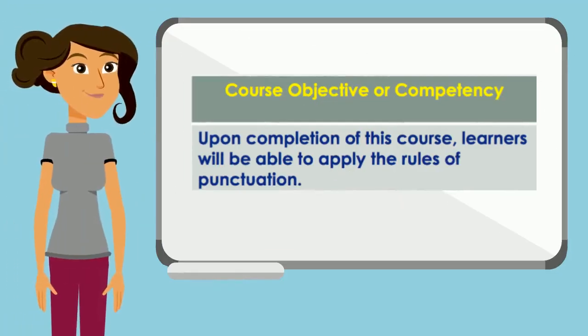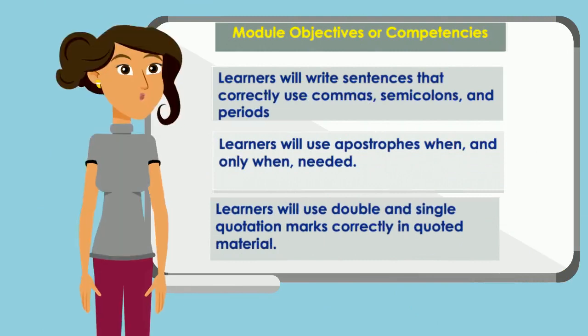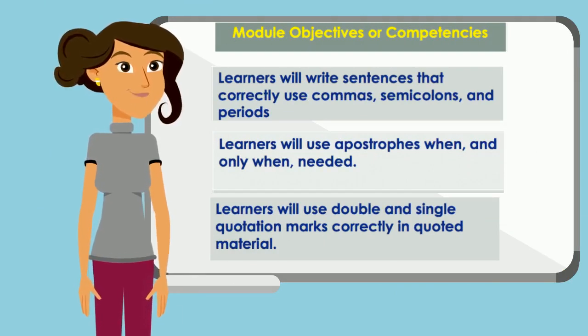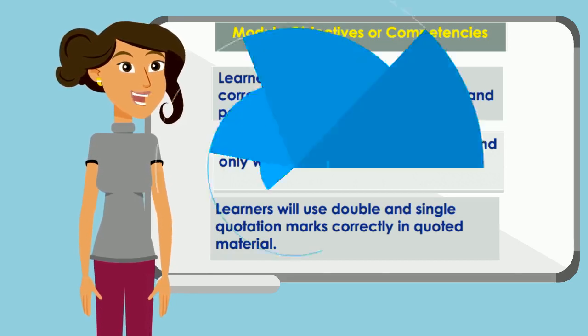This is an example of a course objective or competency. Upon completion of the course, learners will be able to apply the rules of punctuation. Here you will see that the module objectives for the original course objective are broken down into smaller weekly objectives. So you have: learners will write sentences, learners will use apostrophes, learners will use double and single quotation marks, all relative to the original goal.